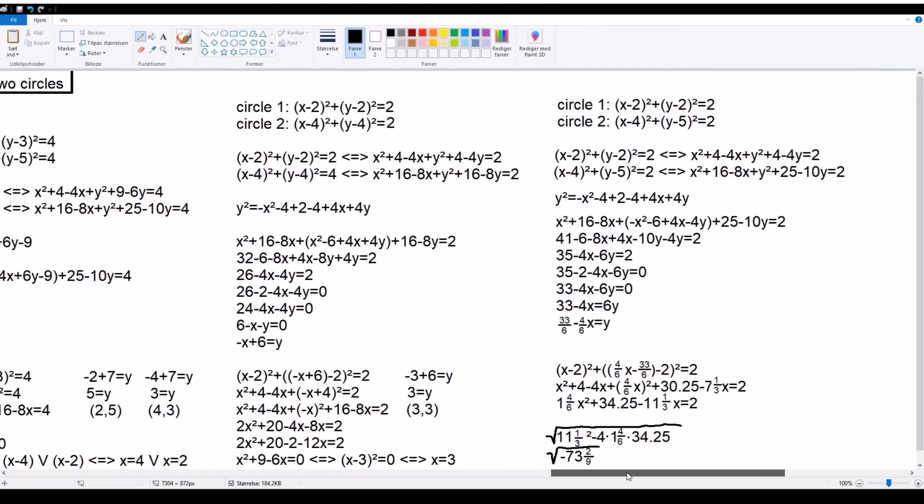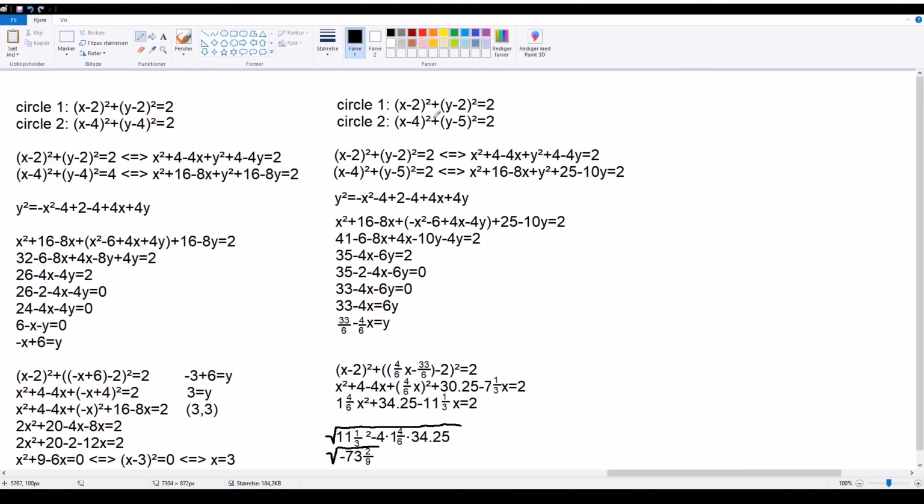Now, lastly, we have two circles which do not intersect, so we essentially do the exact same thing as we did before, where we expand both equations and then we isolate y squared in one of them and replace y squared in the other with everything here. And then we essentially just simplify and end up with isolating y. So in this case, we get the line equation 33/6 minus 4/6x equals y, because this is how it ended.